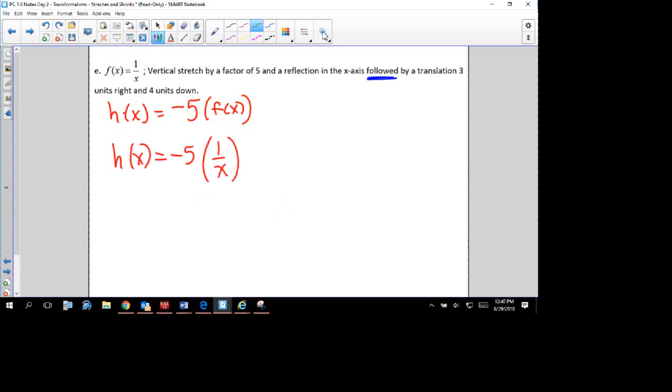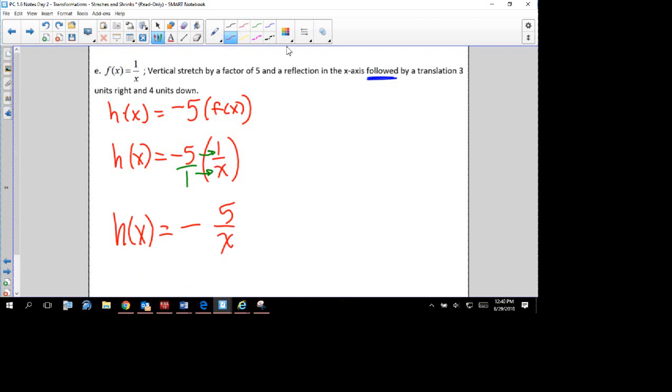How do I multiply that? Whole number with a fraction. How do I multiply it? Negative 5 over 1. Make it into a fraction, and then straight across. So we'll have h of x equals, I'm going to put the negative sign out front, and I'll put 5 over x. Because if there's one negative, then the whole thing's negative.